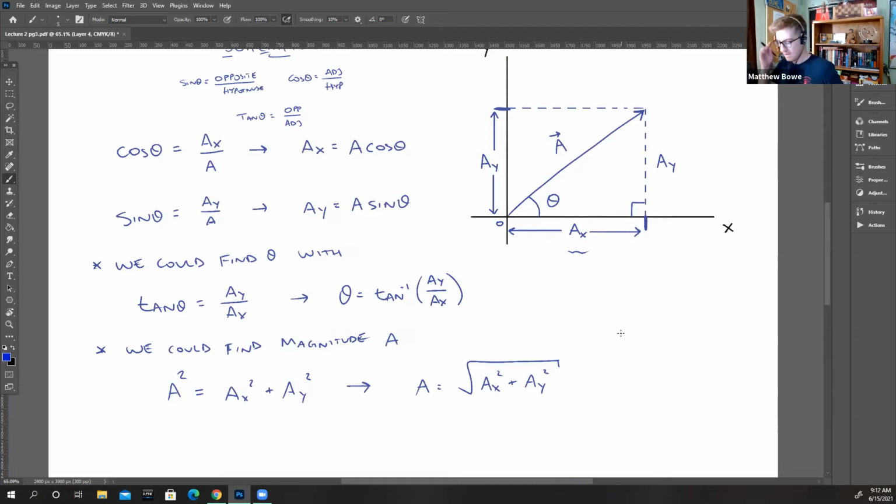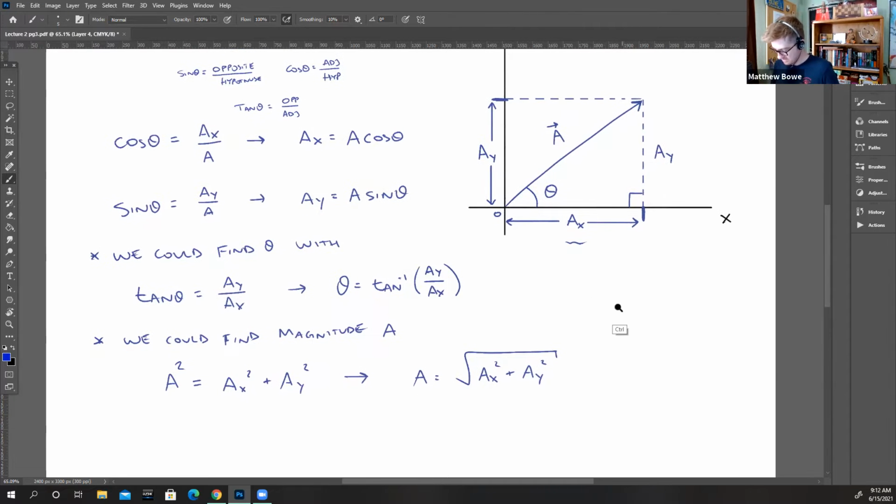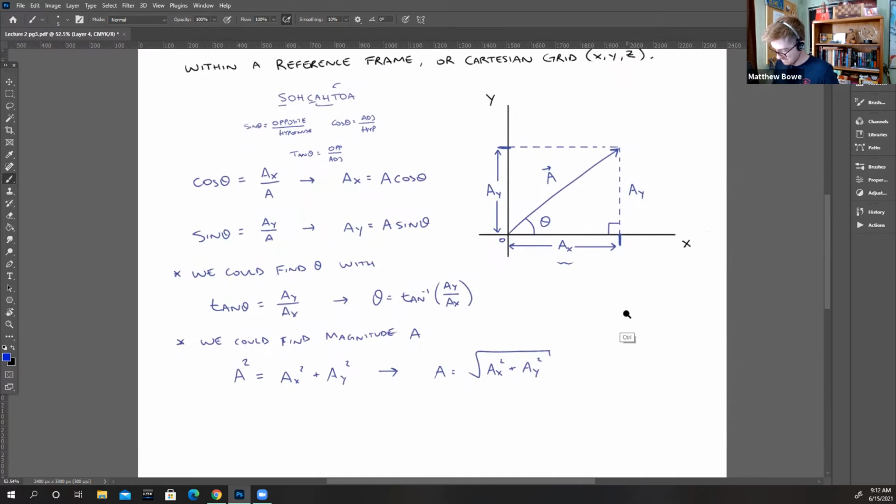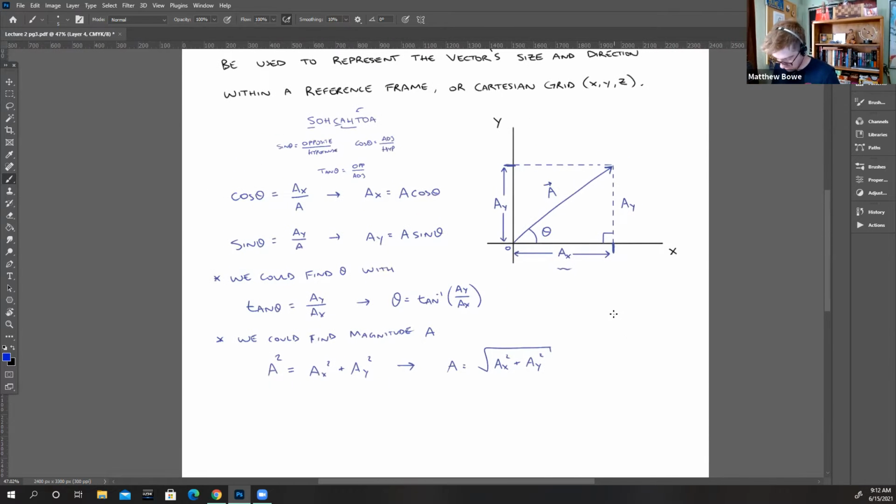All right. And that is a method to find the magnitude. I overdid it. Yeah. So let me shrink this just a hair.